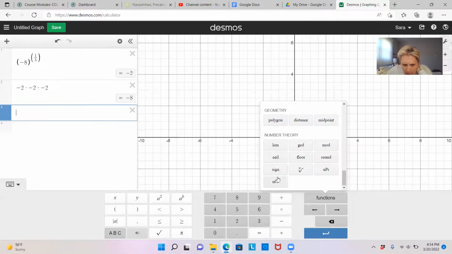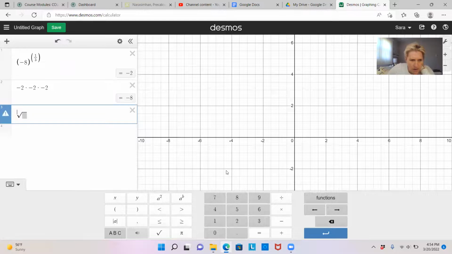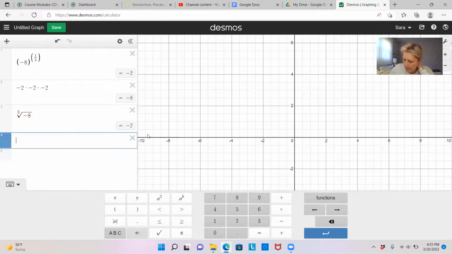It's down at the bottom under number theory, and it says nth root. So you can put 3 up there, and then on the inside you put a negative 8. Okay, so that's a negative 2. And then let's put 37.